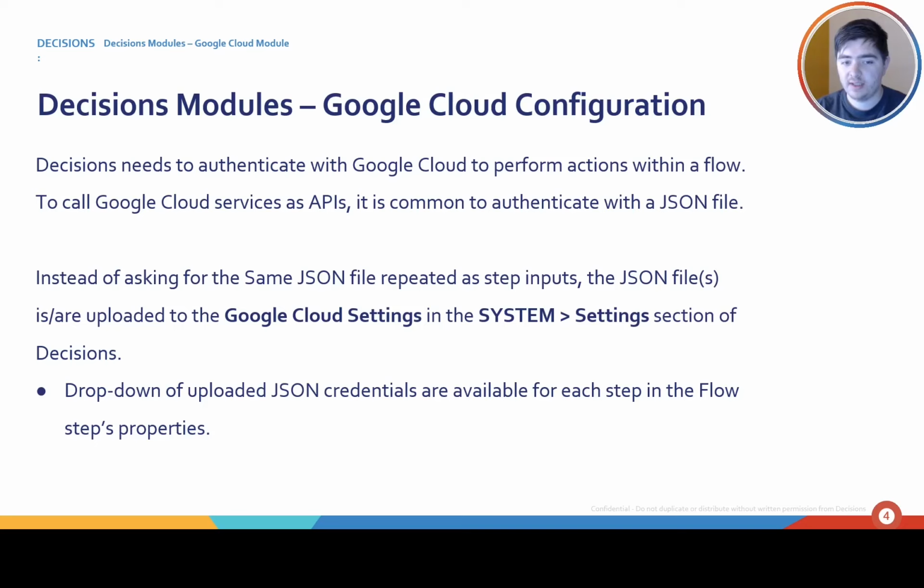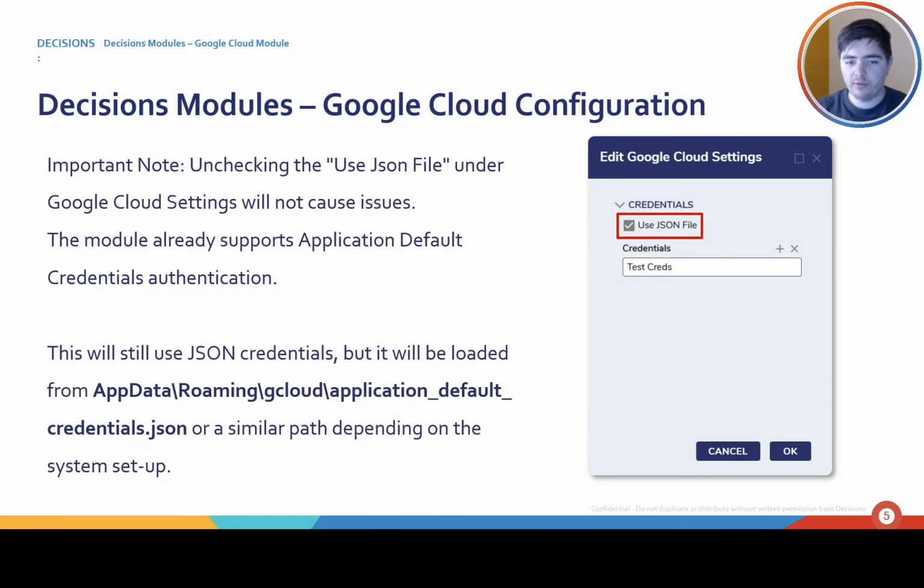So, when you are trying to set this up inside of Decisions, you want to make sure that you go to the Google Cloud settings after installing the module and then add the credentials into those settings. So you'll be greeted with a screen that looks like this. You'll check the box to use the JSON file, and then you specify the credentials below by uploading that JSON file.